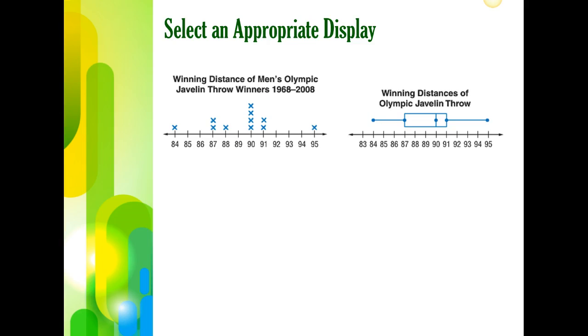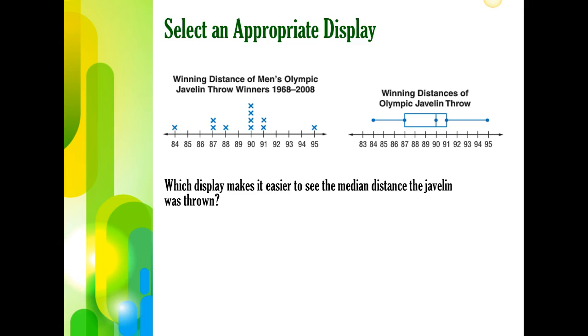Let's take a look at this line plot and box plot that provide information about the winning distances of the javelin throw in the Olympics. Which display makes it easier to see the median distance the javelin was thrown? To see the median distance quickly, we would look at the box plot.